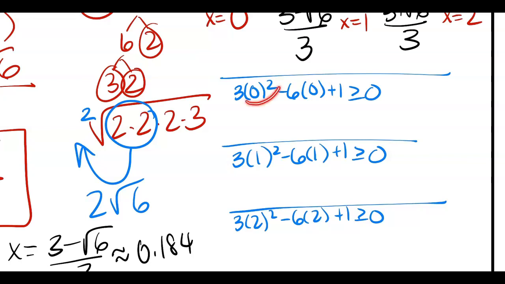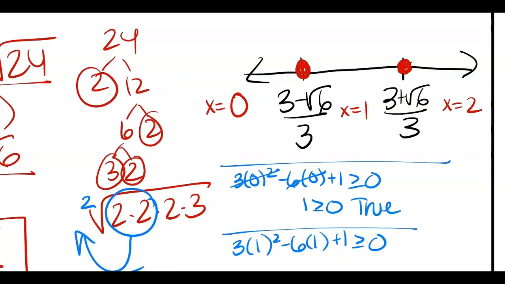In the first one, 0 squared is just 0. When you multiply anything by 0, it's still going to be 0. 6 times 0 is 0. So we have 1 is greater than or equal to 0. Is that statement true? Yes, it is. This is true. Since it's a true statement, to the left of this graph is going to be our answer. So it's one part.